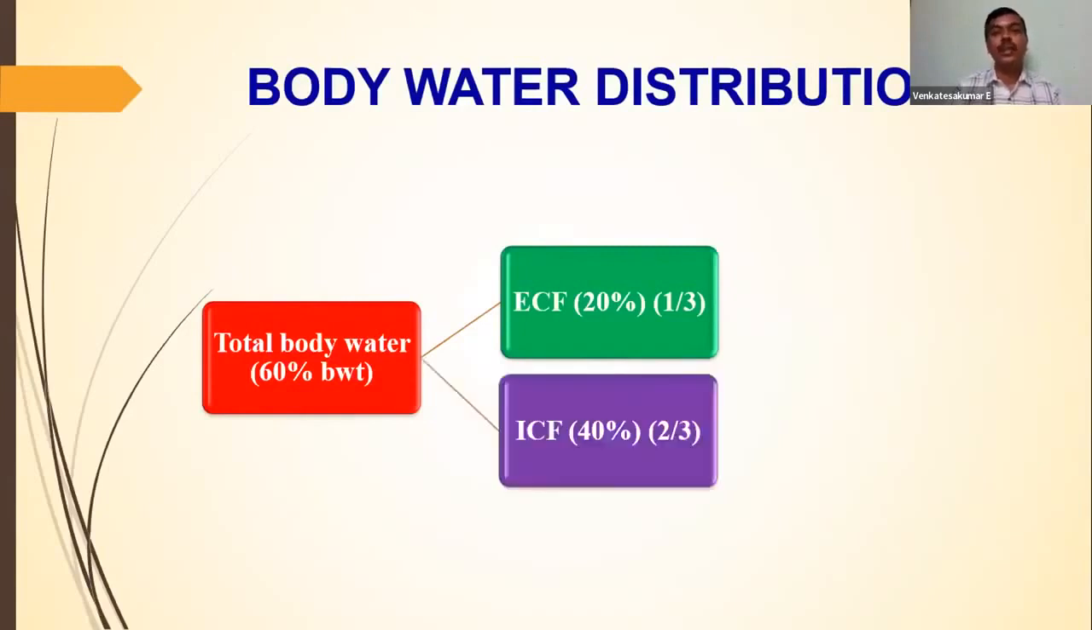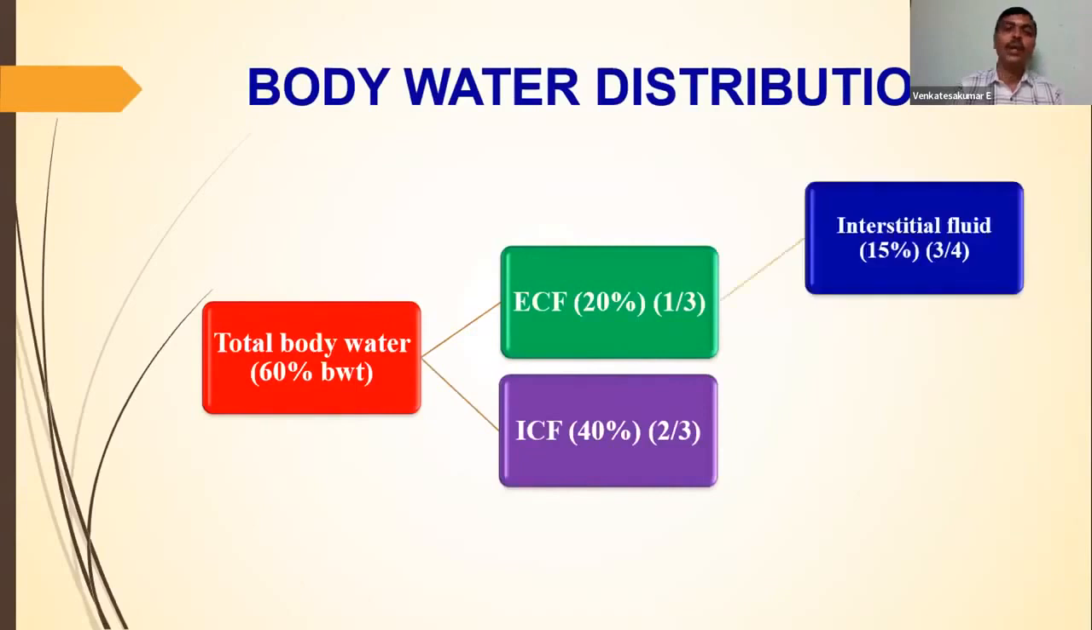Next thing is intracellular fluid. It is inside the cell, accounting for 2/3 of the total body weight. Again, the extracellular fluid has two headings. That is interstitial fluid, accounting for 15% of the 20%. The interstitial fluid is present in between cells. That is accounting for 3/4 of the extracellular fluid.